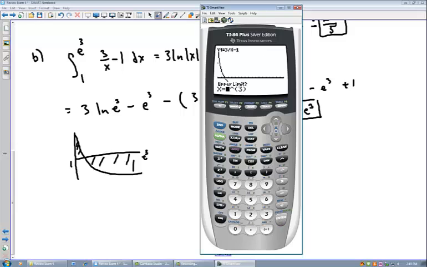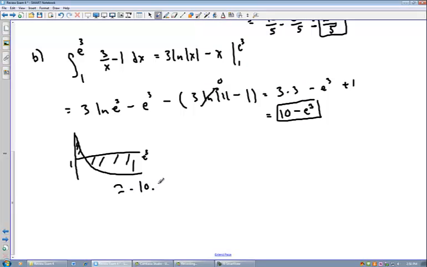It says error because when you go to it, it'll say upper limit does not understand. That's because your window, when you set an e cubed, it set it as 20. So you need this to be a little bit bigger. So let's do 21. And now let's go to zoom fit. And you get basically the same looking graph because you just went a little bit further over to the right. And on this one, now you hit second trace, go down to number 7. Lower limit was 1. Upper limit was e cubed. And so there's my shaded region. And so this is about negative 10.08.